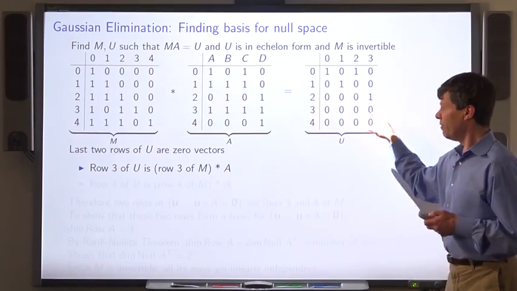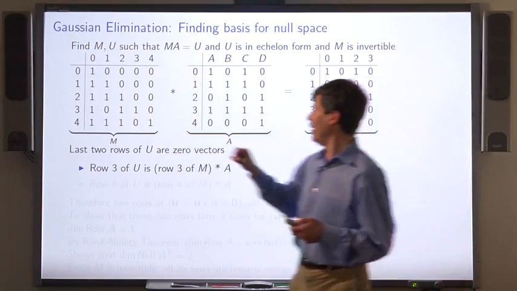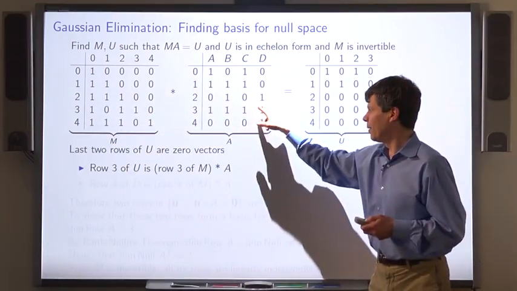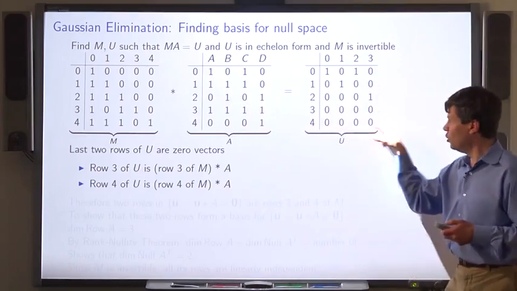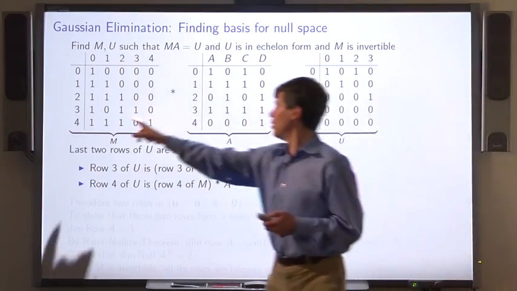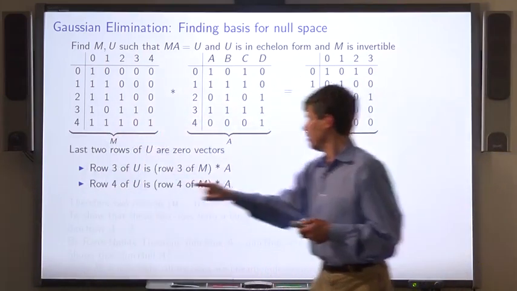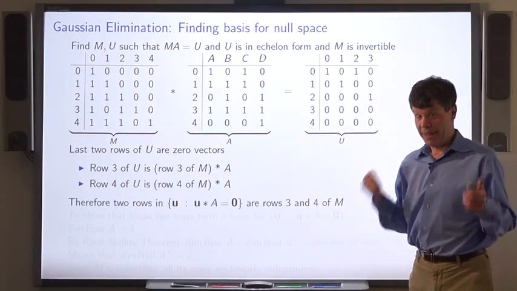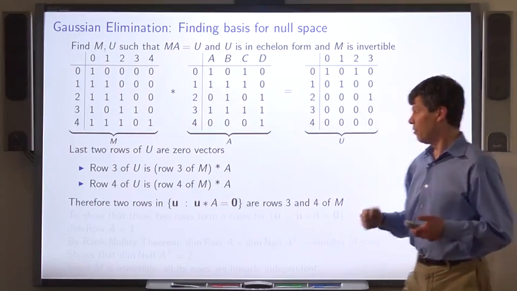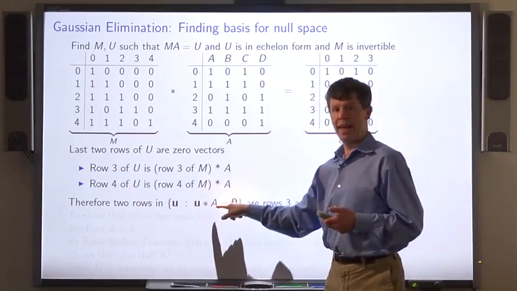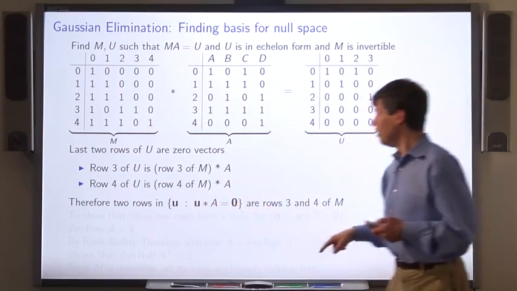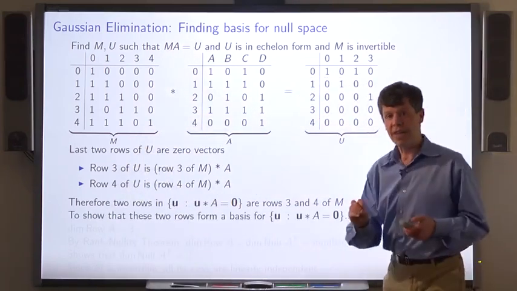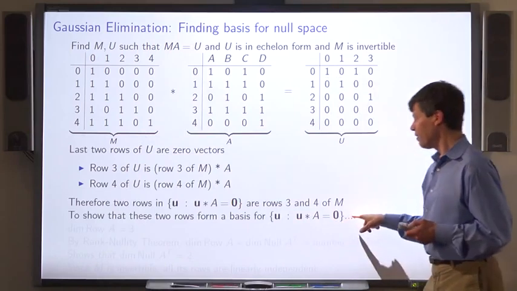Now, row 3 of U is obtained by multiplying row 3 of M by A. And row 4 of U is obtained by multiplying row 4 of M times A. So we've identified two vectors U such that U times A is the zero vector, namely rows 3 and 4 of M. Do these vectors form a basis for this space?